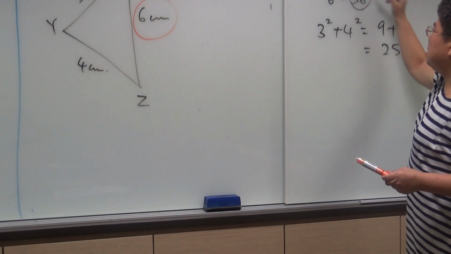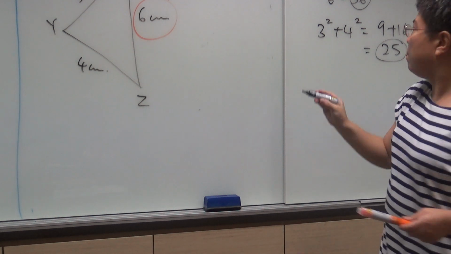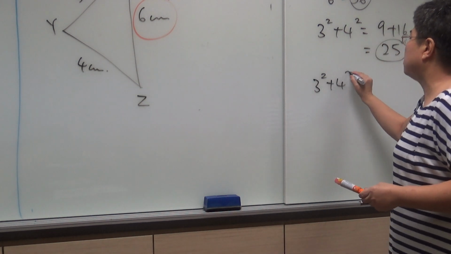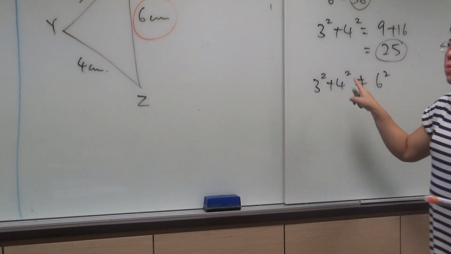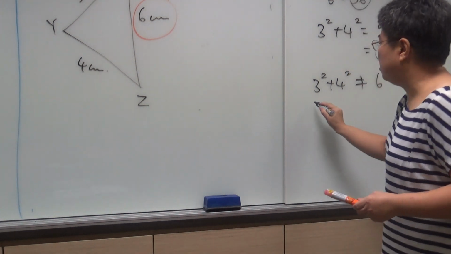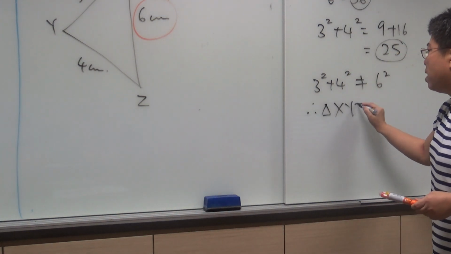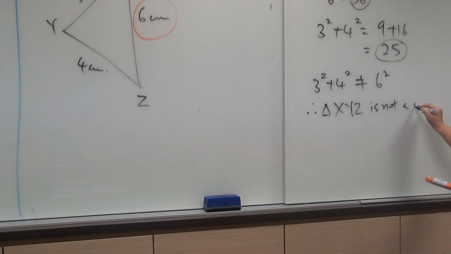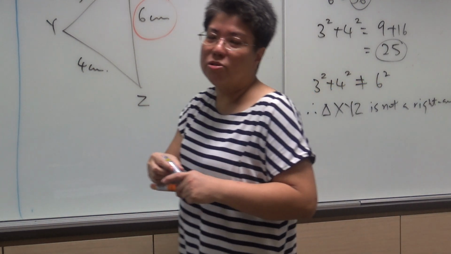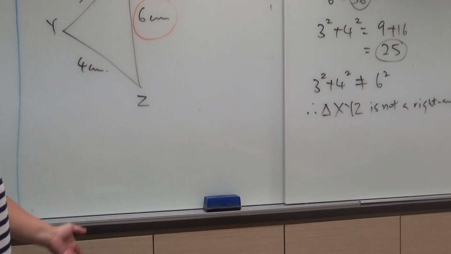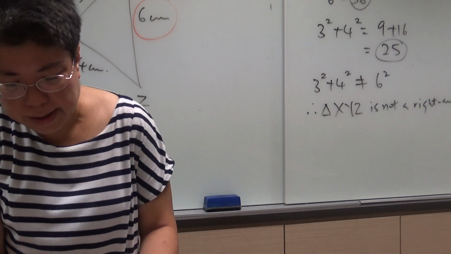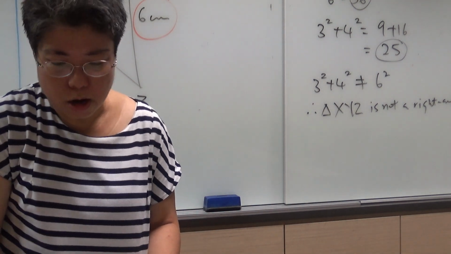Now, you realize that 36 and 25, they are not equal. So, we will write 3 square plus 4 square is not equal to 6 square. So, if it is not equal, that means this is not a right angled triangle. So, therefore, triangle XYZ is not a right angled triangle. If it is not a right angle triangle, of course, we cannot find the angle that is 90 degrees. Okay, so this is how you conclude whether a triangle is a right angle triangle or not.